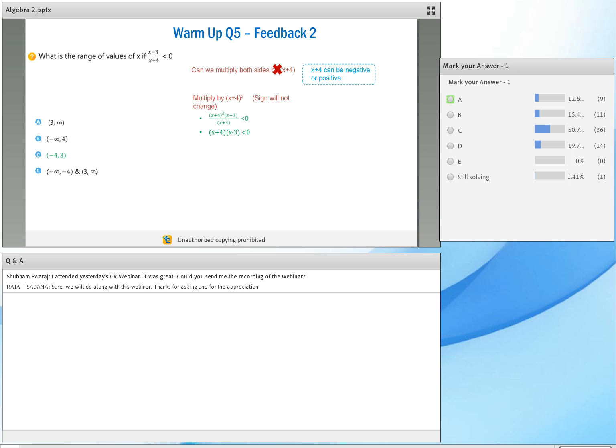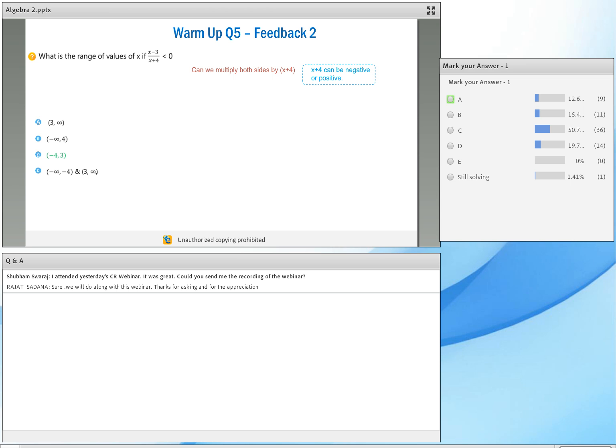So this was a more interesting question. You had a fraction. Fractions are usually a bit more difficult, and one of the most tempting things is to say, let me multiply both sides by x plus 4. Now, you can't do that. Why? Because x plus 4 can be both positive or negative. If it's positive, we can do it, but if it's negative, we have to change the sign of the inequality, and since we don't know whether x plus 4 is positive or negative, we can't just multiply by x plus 4.